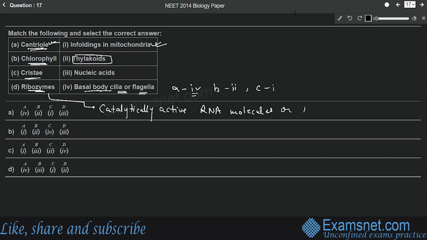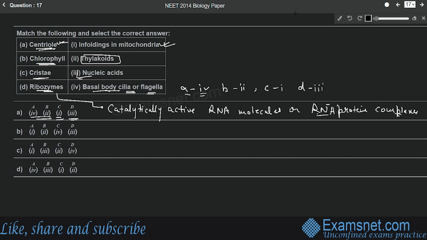or RNA protein complexes in which the RNA plays the catalytic role. So nucleic acid, RNA, that means ribonucleic acid. So the correct match for ribozymes will be nucleic acid, that is number 3. So the correct match for D is number 3. So which is the correct answer? A 4, B 2, C 1 and D 3. Option A is the correct answer.